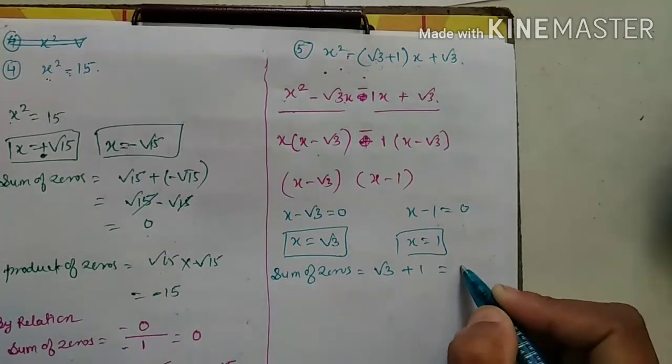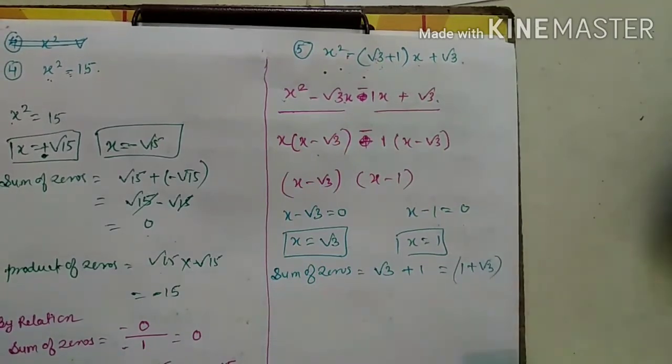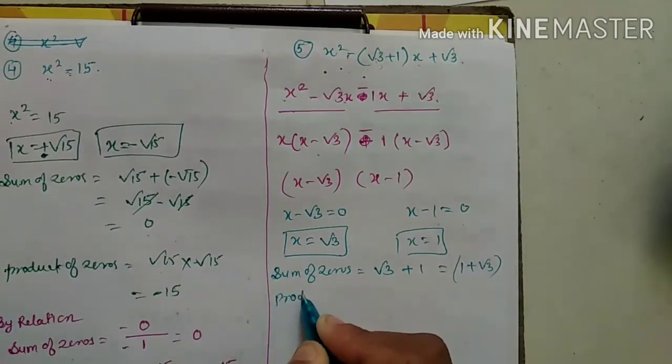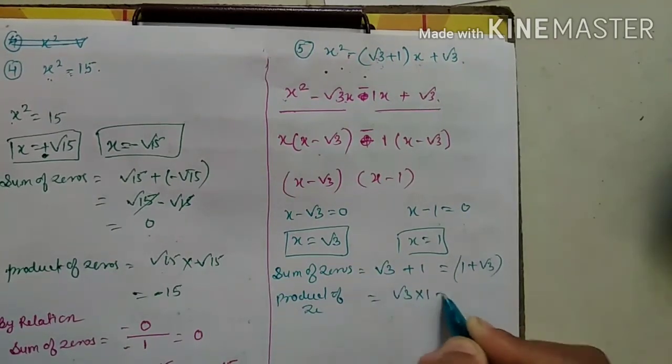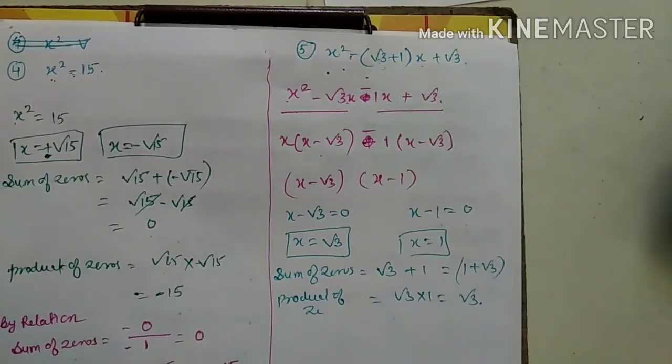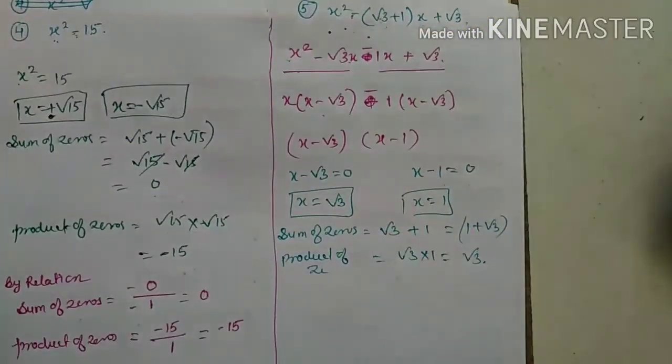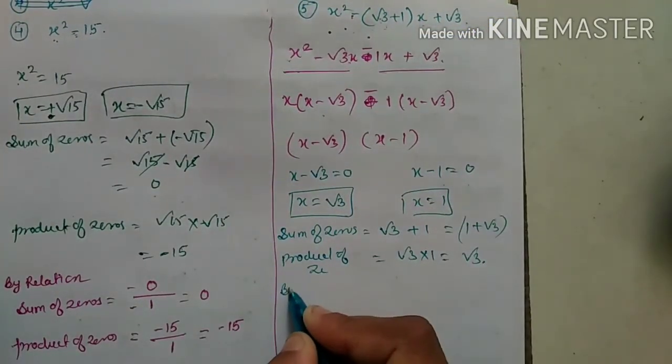And product of zeros: 1 plus root 3 I can write, more easy and understandable. Product of zeros, multiply: root 3 into 1 becomes root 3. So these two terms I am getting from the zeros. I have to check them from my formulas, the relations.